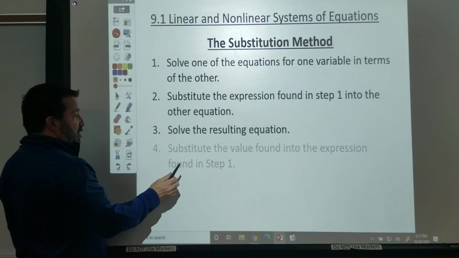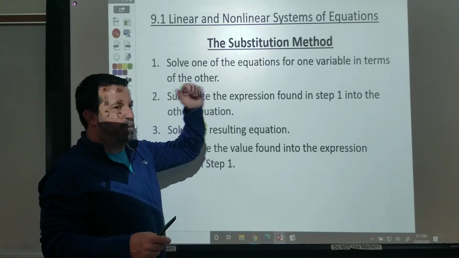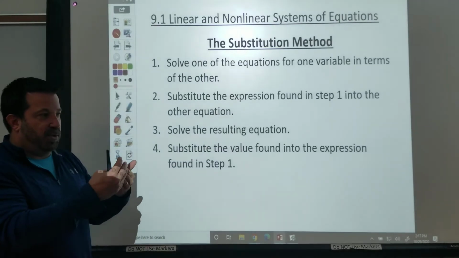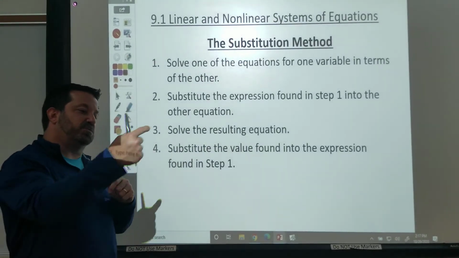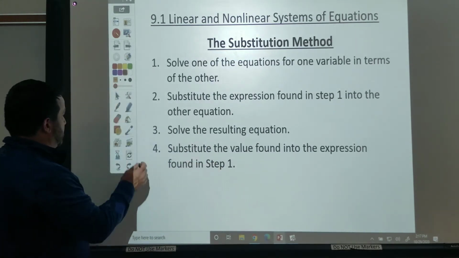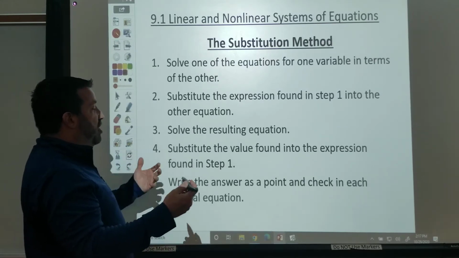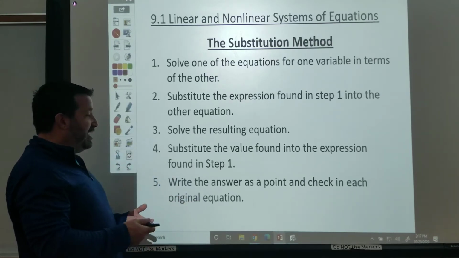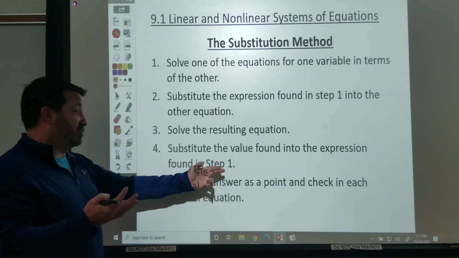Then you'll substitute that back into the expression where we originally solved for x, and we have x equals something with y. Once you find y, you can substitute y back in there, and you can figure out what x is. That's what that part is. So this is all stuff you've done before, but we're just going to be applying it to linear and nonlinear systems. Then you're going to have an x and a y, so you need to write your answer as a point.